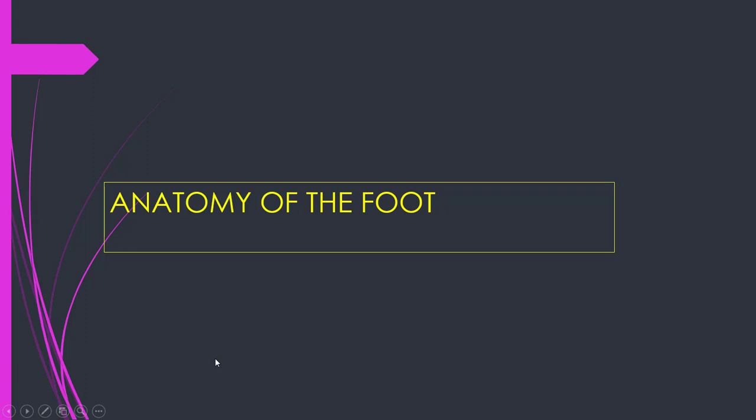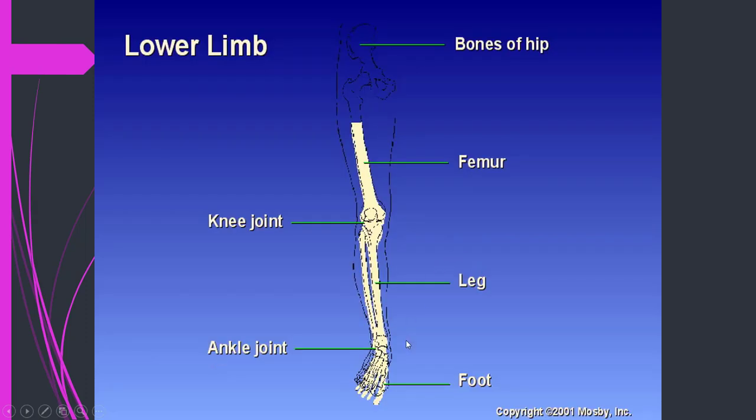Let's start with the anatomy of the foot. Remember that your foot will be distal to your ankle joint and your lower leg. We will be concentrating on the femur and the knee joint in the next section of this positioning. And so for today, we're only going to take a look at the distal portion of the tib-fib, the ankle joint, the calcaneus, and the foot.